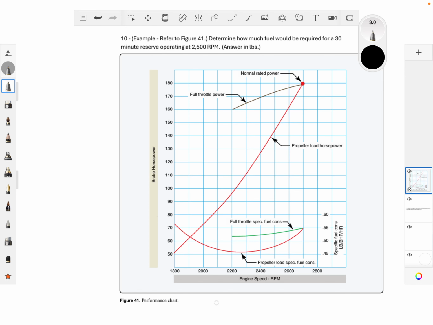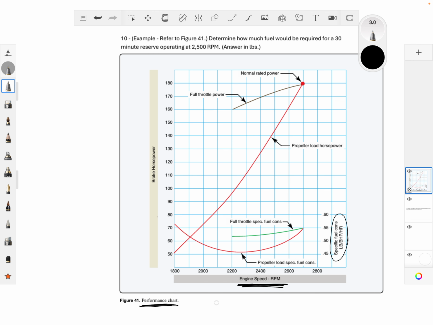All right, here's our 10th problem. This one involves a performance chart for fuel consumption. So essentially what this chart's going to give us is how much fuel is being consumed by a particular aircraft given the RPM of the engine. So we're going to be given the RPM, then we're going to be able to figure out the brake horsepower, and with the brake horsepower, we're going to figure out how much fuel it's consuming.